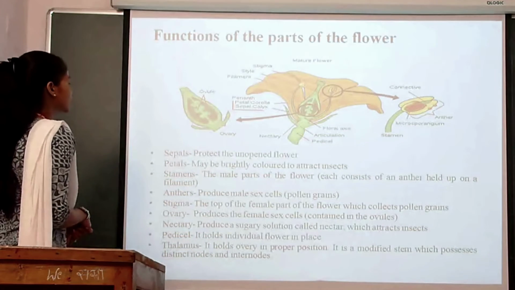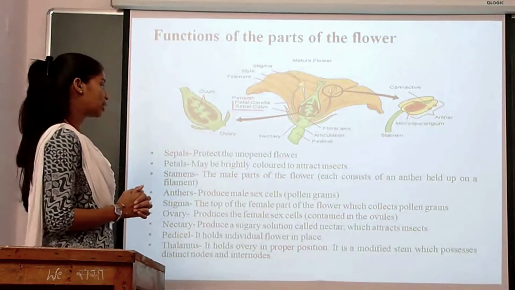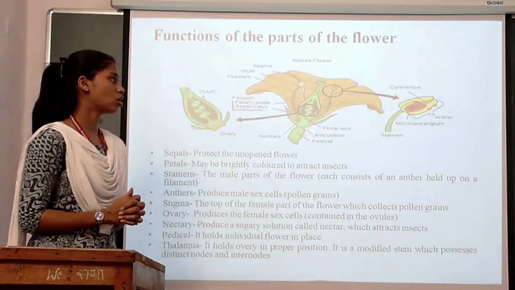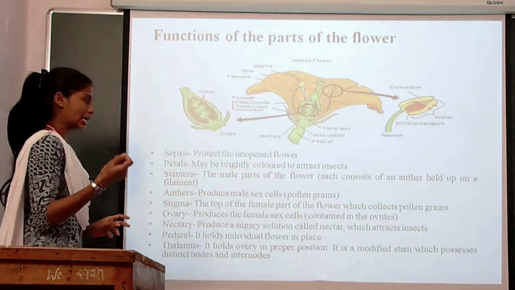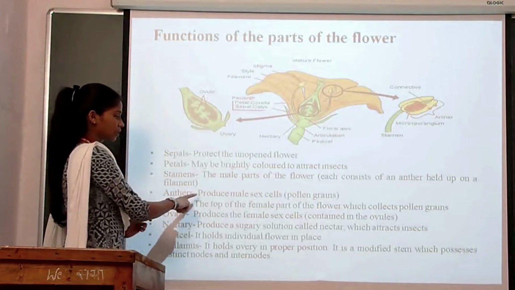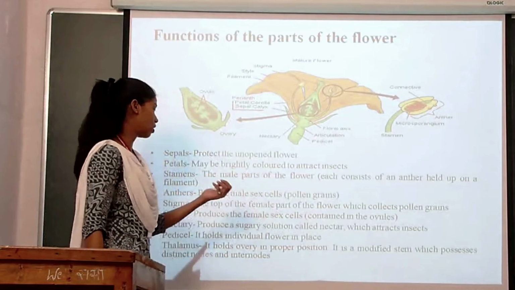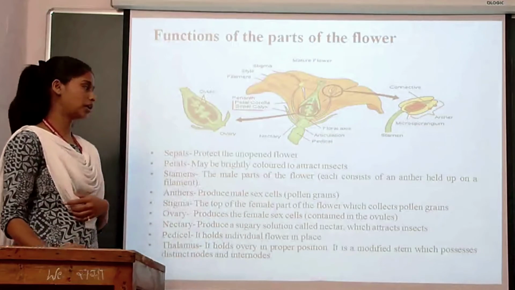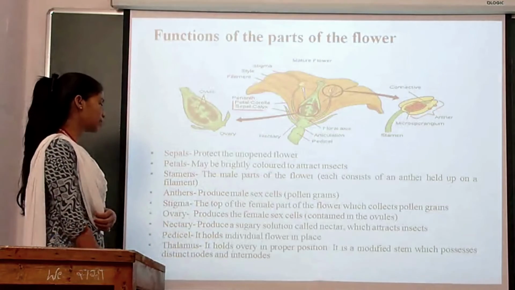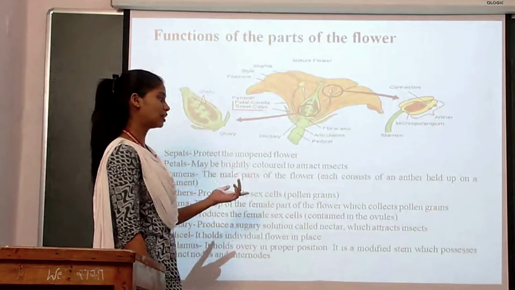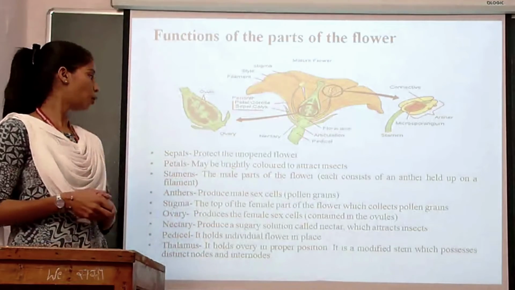Then next, stamens. Stamen is the individual part of androecium, and it is a male reproductive part, and it consists of anther held at the top and filament. Filament is a thread-like structure. Anther is the structure which produces male sex cells, that is pollen grains. The pollen grains are produced by anther. Then stigma. Stigma is the top of the female part of the flower which collects pollen grain. So stigma acts as a receiver for pollen grain.